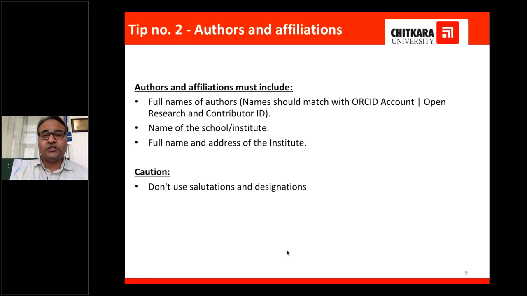With due permission from Archana ma'am, she should not be writing Archana Mantri, Vice Chancellor, Chitkara University, Punjab. Simply Archana Mantri, then whatsoever is the name of the institute. This is how it should be written. Or if it is Dr. Sandhir Sharma, it's not written like Professor Dr. Sandhir Sharma, Dean Chitkara Business School. All those things do not matter in the research community. It should be simply written as Sandhir Sharma, Chitkara Business School, Chitkara University, Punjab, India.